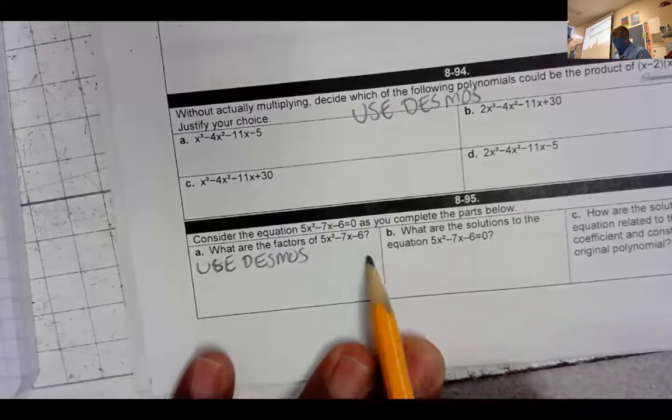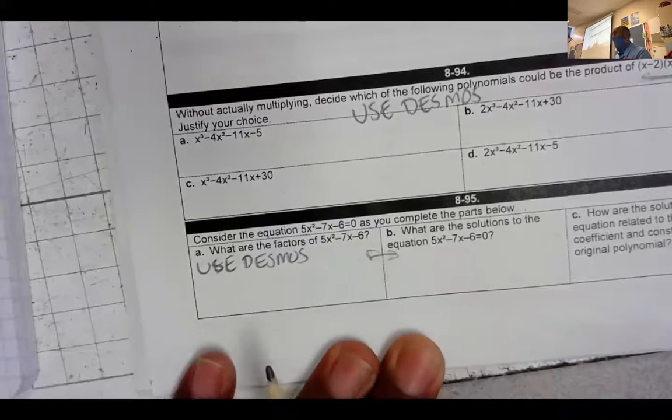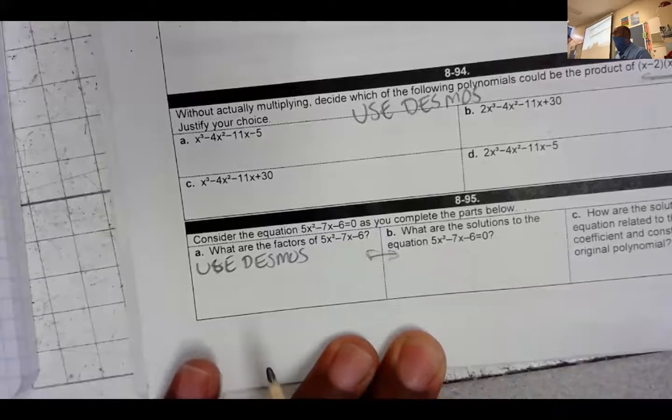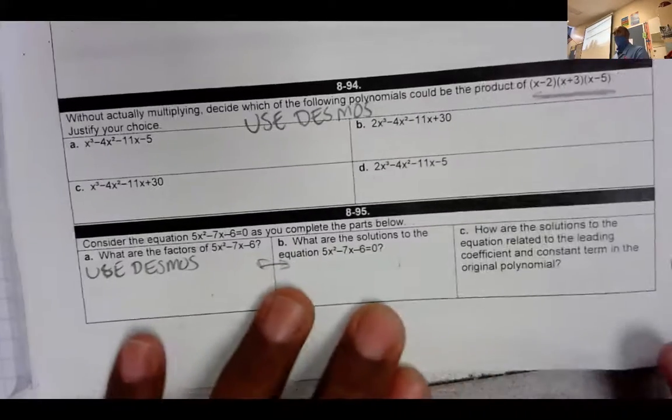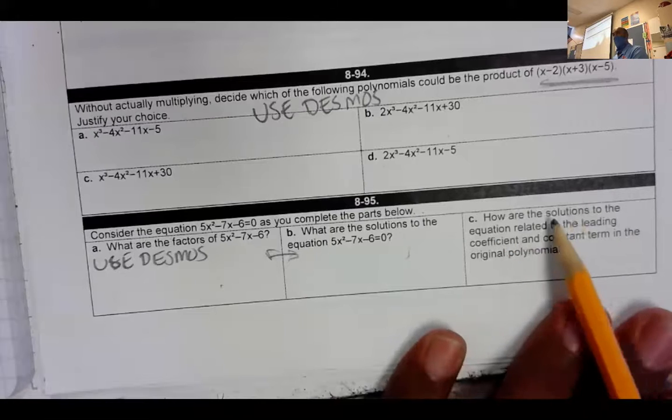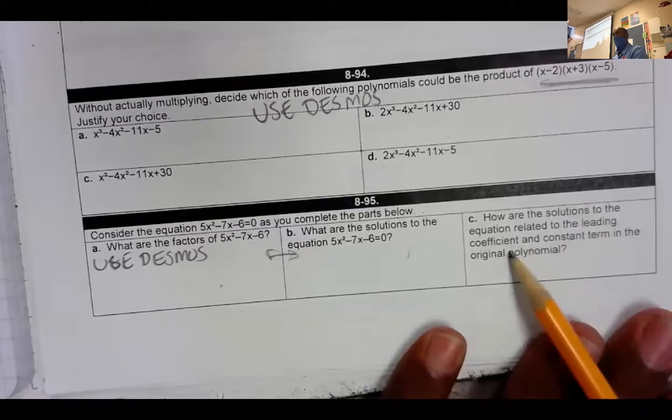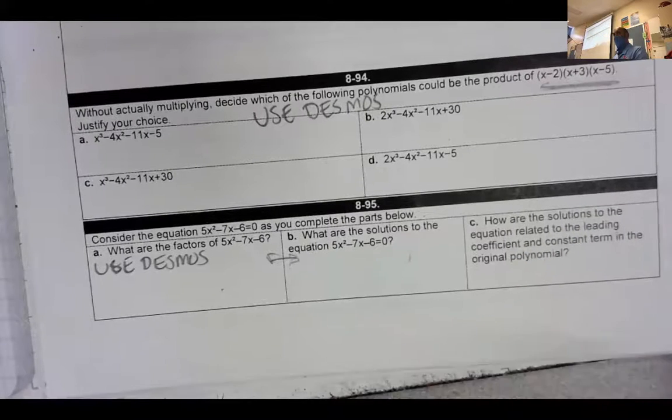solutions are. So this kind of answers the same question, right? You're just going to be writing it in a different form. You write it here as a solution, write it here as a factor. Okay. And then the last question, how are the solutions related to the leading coefficient and the constant term?